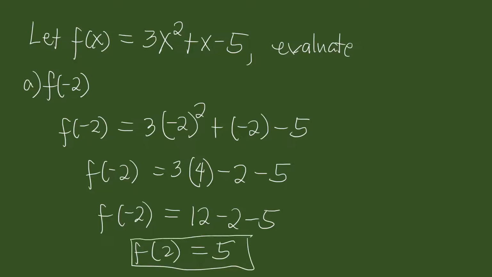So this means that if we input x equal to negative 2, our f of x, or our output, will be 5. We will use the same function again, that is f of x equals 3x squared plus x minus 5. Then let's say you are asked this time to find f of 0, meaning when you input x equal to 0. So what will be our output, or simply your f of x? So let us have that.